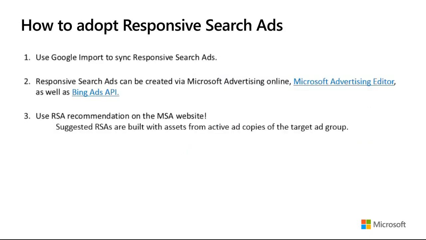So here's how to adopt responsive search ads. You could use Google Import to sync or use the Bing Ads API as well. The RSA combinations are on the MSA website, and we suggest that suggested RSAs are built with assets from active ad copies of the target ad group. So this is a great and easy way for you to adopt RSA.